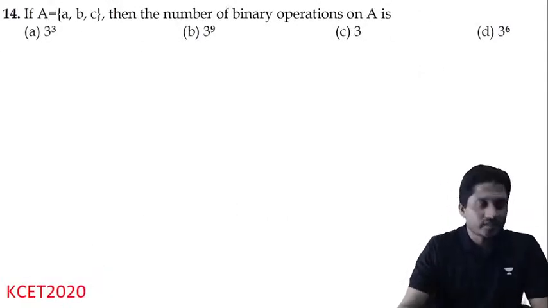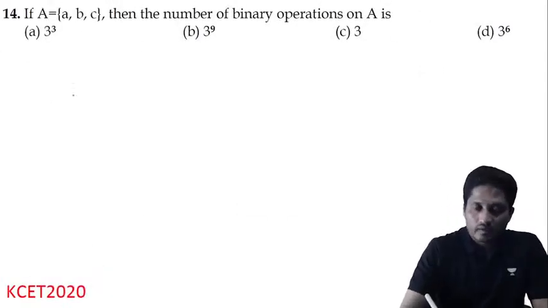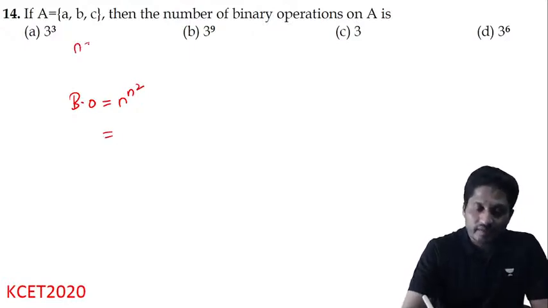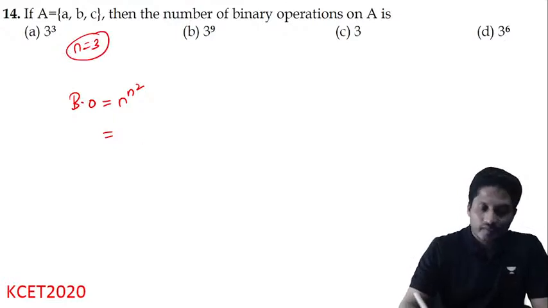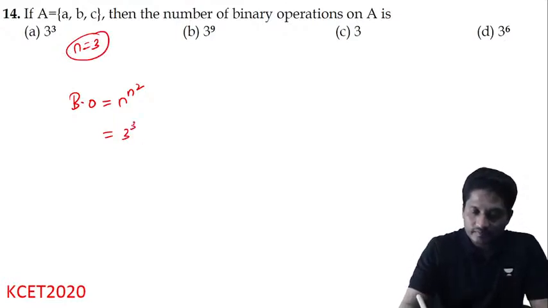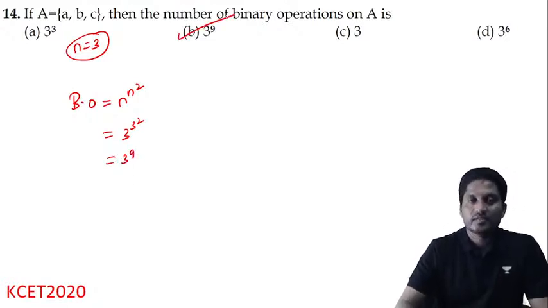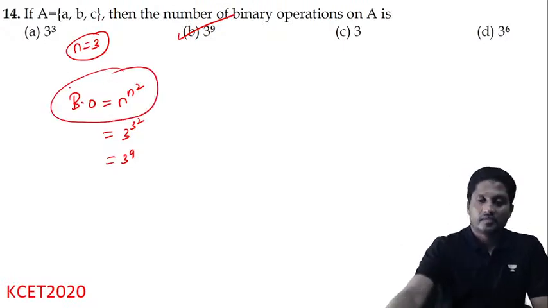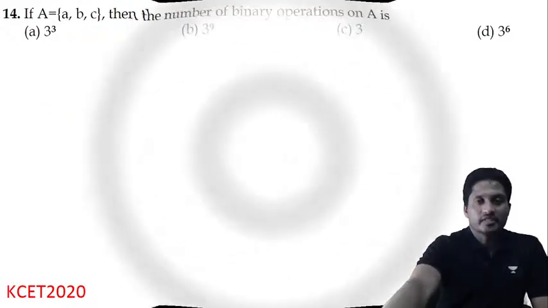Number of binary operations. Now, a direct shortcut, guys: the number of binary operations on a set containing n elements is n power n square. Here n is equal to 3, the number of elements in the set is 3. So this is 3 power 3 square, which is 3 power 9. Answer is option B. Number of binary operations is n power n square. Let's move to the next question.